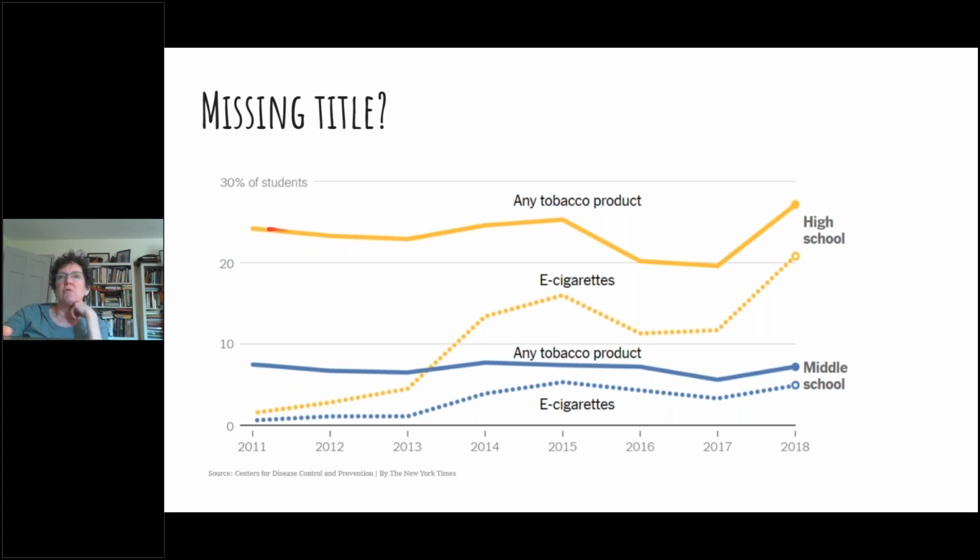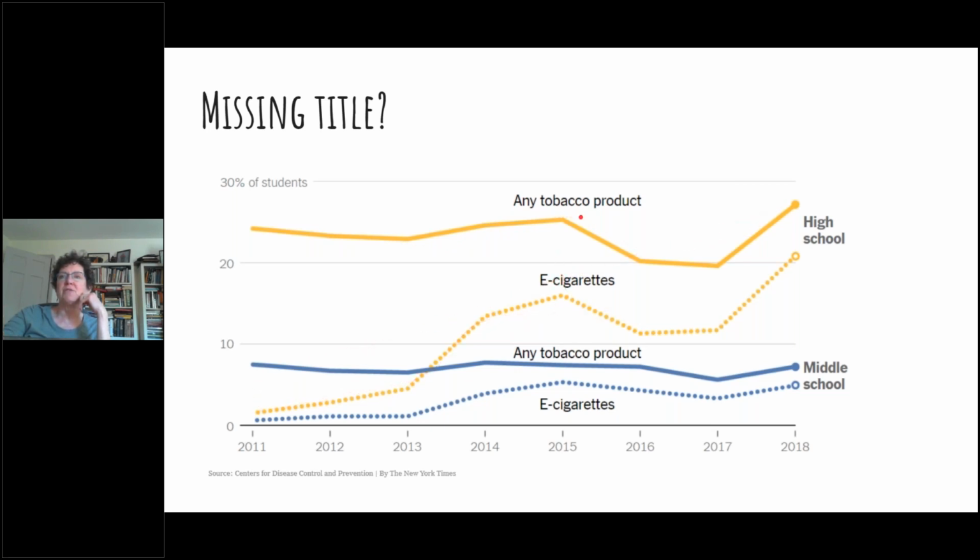So in general, do high school students use more or less tobacco than middle school students? More. When do you think e-cigarettes came on the market? In 2011, because it's pretty close to zero here, right? And that would be the interesting thing, what happened to tobacco use when e-cigarettes came on the market. So this is all tobacco products.